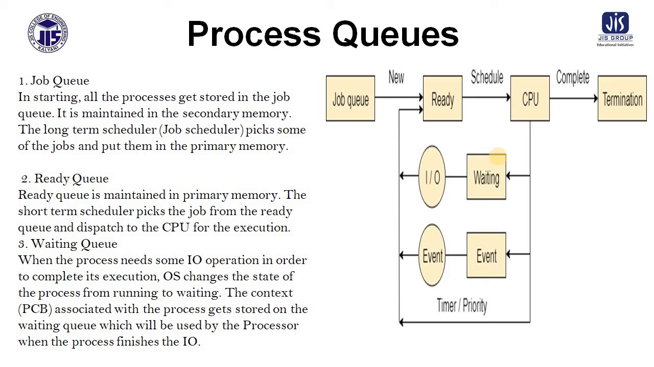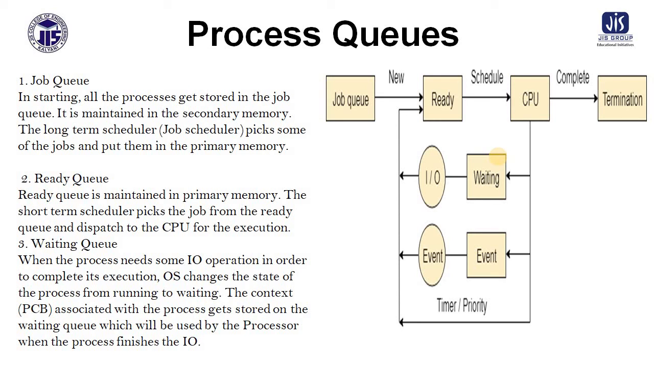So what is the job queue? In the starting, all processes get stored in the job queue. It is maintained in secondary memory. So the job queue is stored on your computer's hard disk or in the secondary memory. The long-term scheduler picks processes from the job queue to the ready queue.